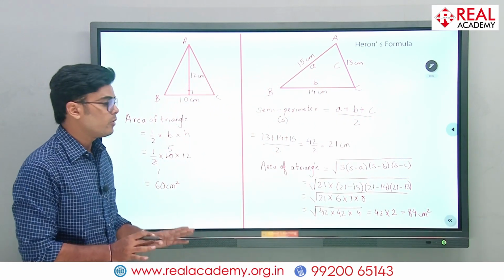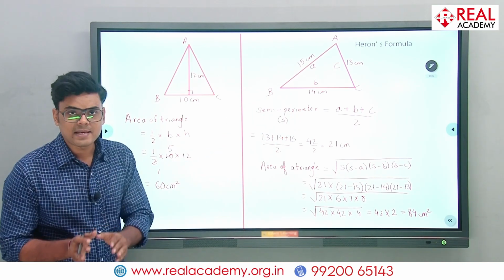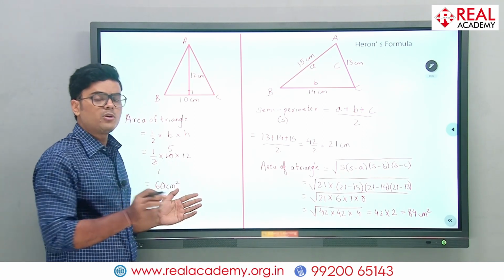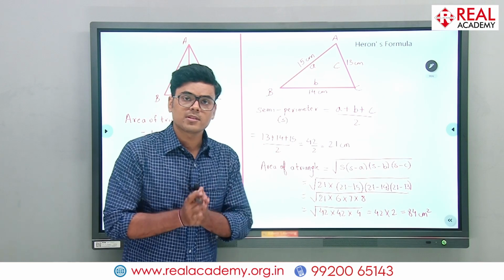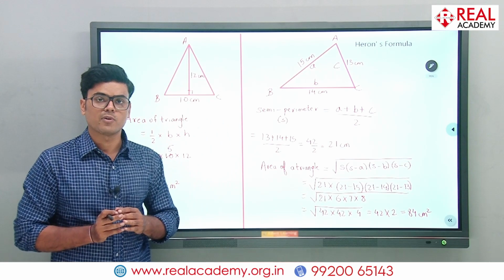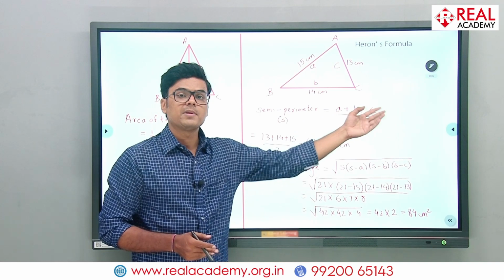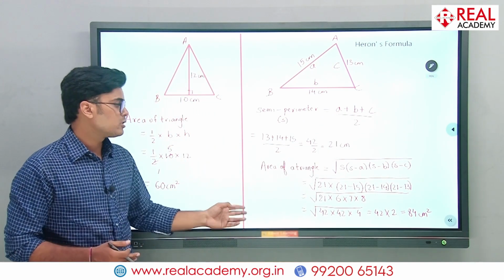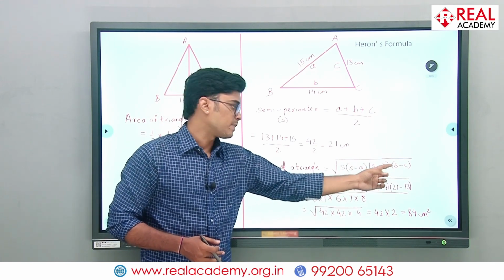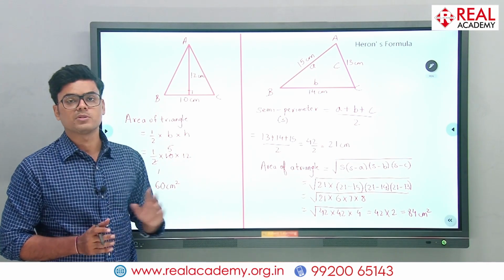Okay. This is how you calculate the area of a triangle using Heron's formula. When you know the base and height of the triangle, we use the normal formula, which is half into base into height. When you don't know the height of the triangle, but you know the lengths of the three sides, at that time we use Heron's formula, where first you have to calculate the semi-perimeter given by a plus b plus c by 2, and then use the formula, which is the square root of s into s minus a, s minus b, s minus c. Correct? So this is the area of a triangle using Heron's formula.